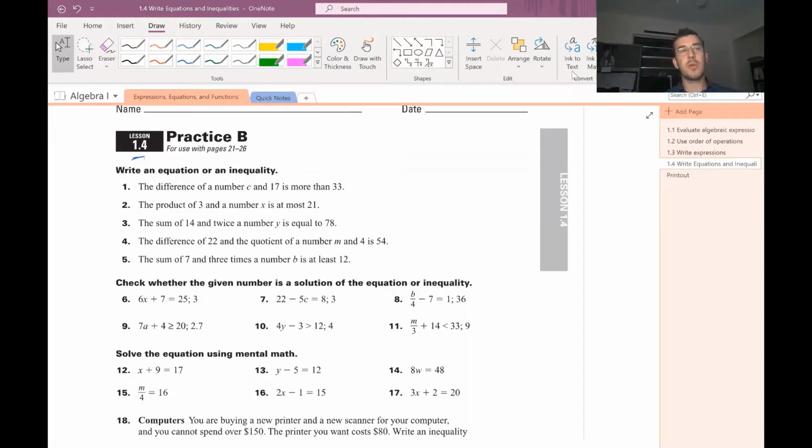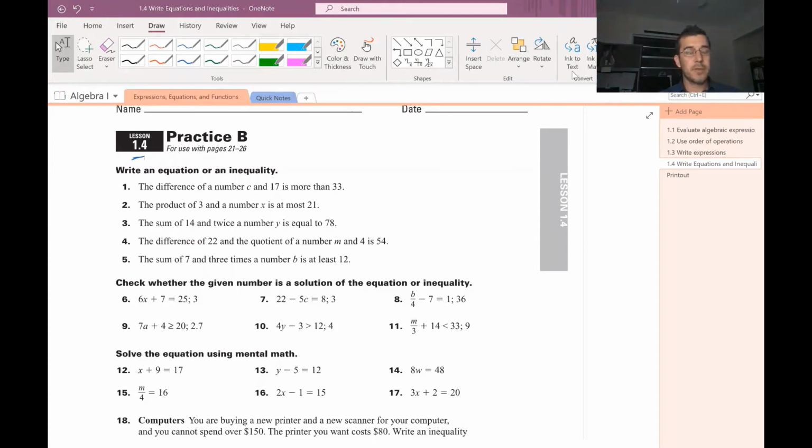The goal in section 1.4 is to translate verbal statements into equations or inequalities. An equation is when you have two expressions, one to the left and one to the right of the symbol, and the symbol is an equal sign. Inequalities are when you have these two expressions, but the symbol is either greater than, greater than or equal to, or less than or equal to.